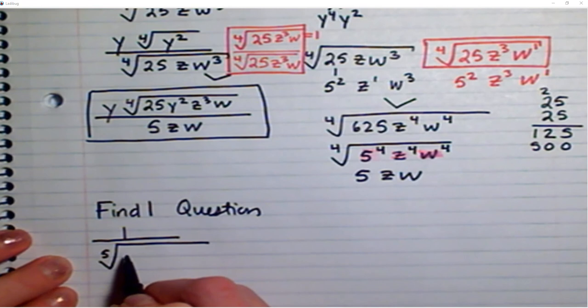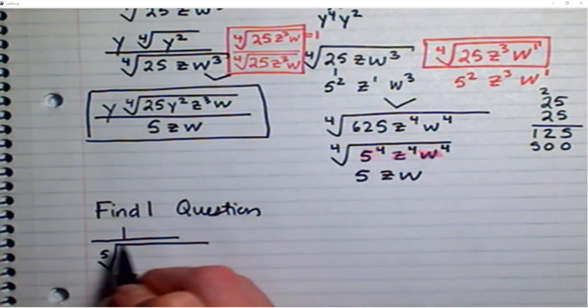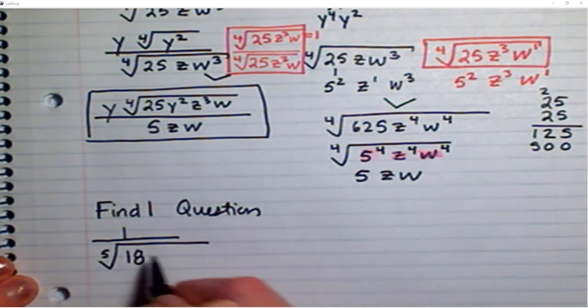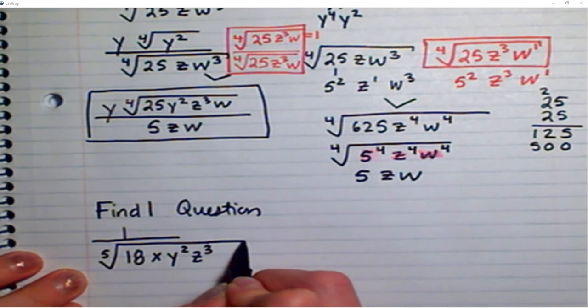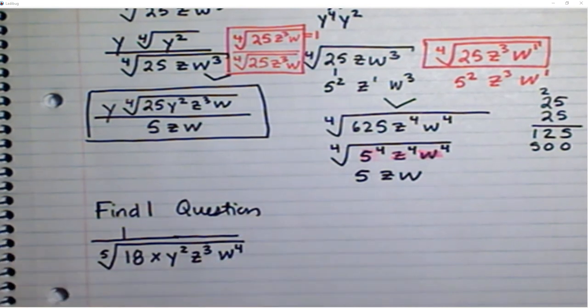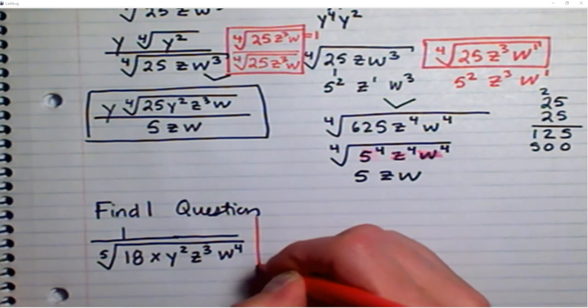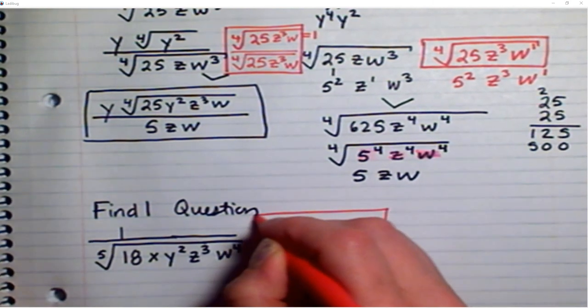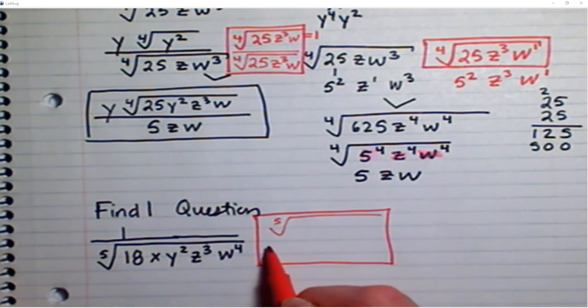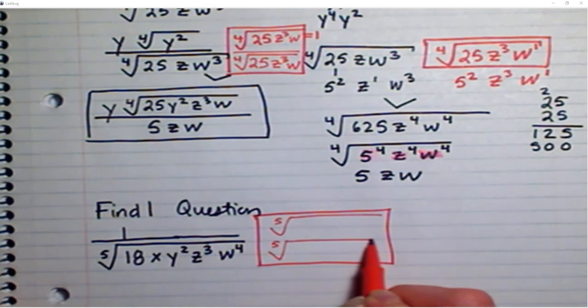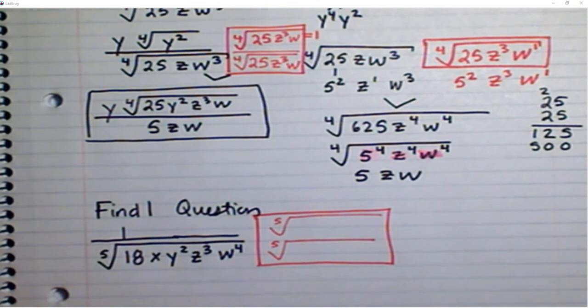Hold on, I'm thinking. 18xy squared z cubed w to the 4th. Okay, so that's my question. What goes in the 5th root if I'm going to rationalize?